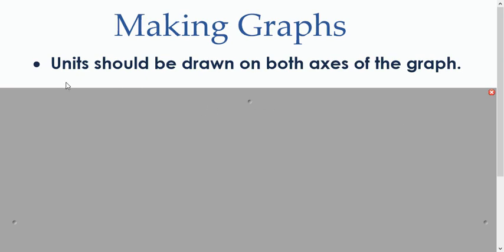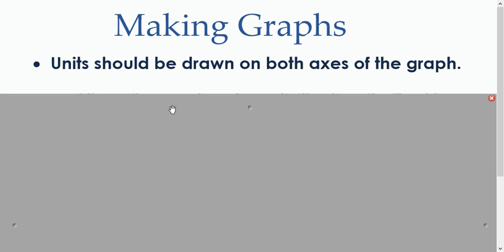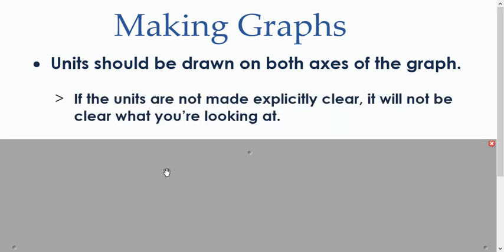Other points. You must show units on both axes of the graph. So do you have time? Time in what? Seconds, minutes, hours, decades, centuries? I don't know if you don't label it. You always must have units. So whatever they are, make sure they're labeled. And if they're not made clear, then I don't know what I'm looking at. You don't know what you're looking at, okay?